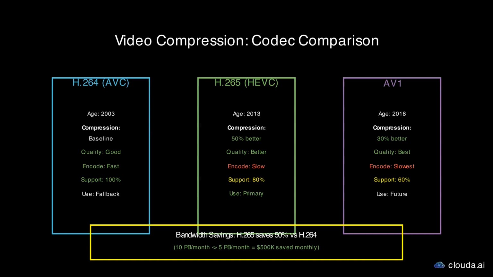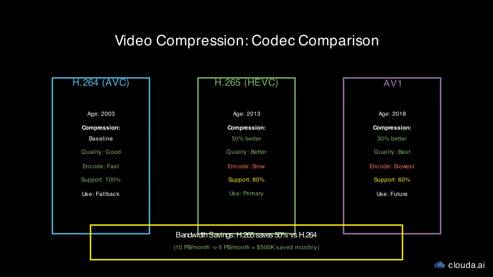H.265 from 2013 offers 50% better compression at the same quality, cutting file sizes in half. This is TikTok's primary codec, supported by 80% of devices. However, encoding is 5 times slower than H.264.